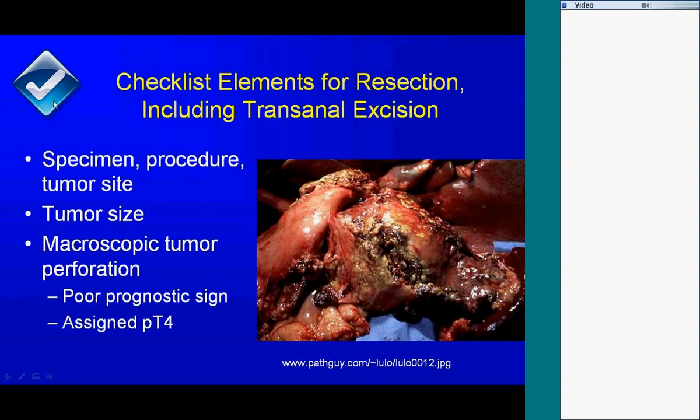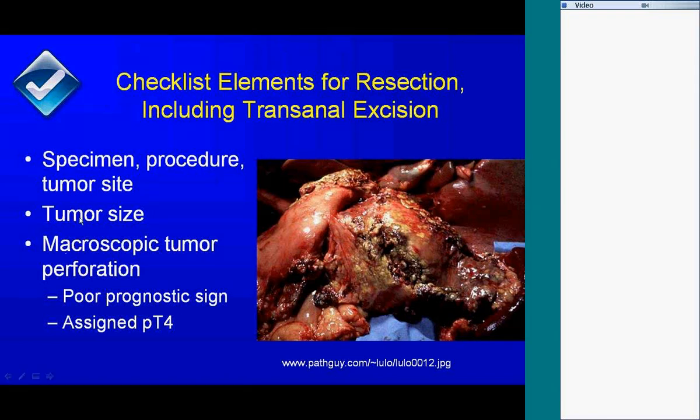Now, as we go through the presentation, anytime you see this logo with a check mark, I'm going to be talking about one of the elements of the checklist. And at this point, I'm just going to start going through the colorectal checklist for resections, including transanal excision. And the checklist starts out with the specimen that you receive, the procedure, and the tumor site.